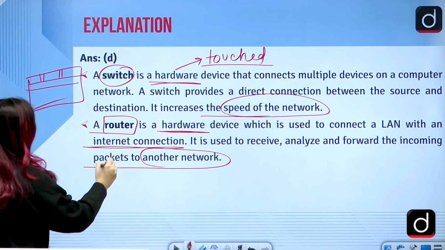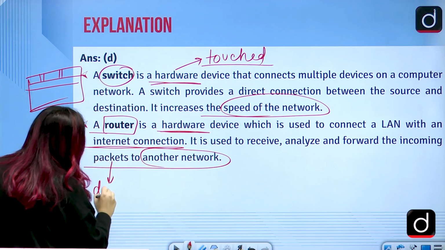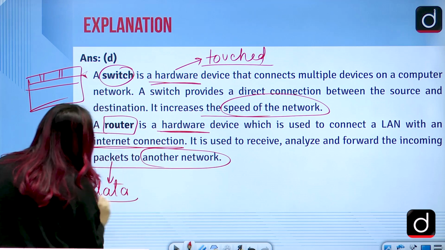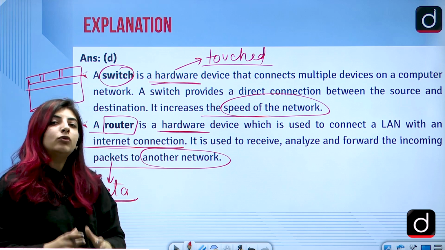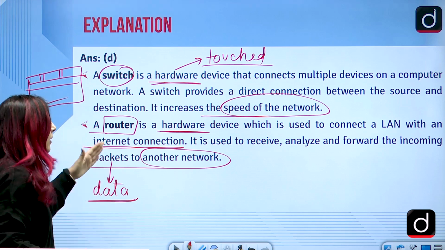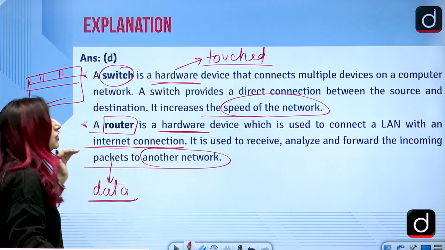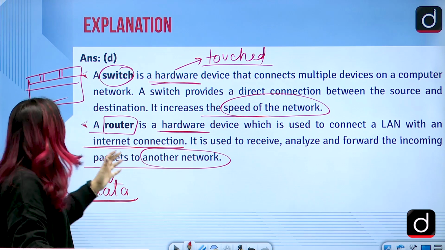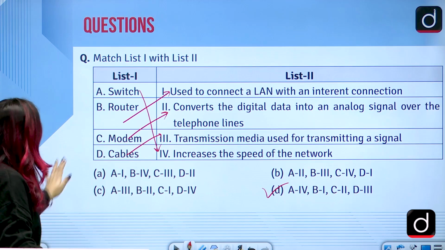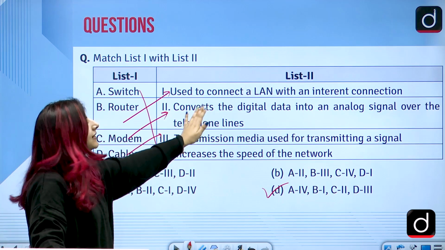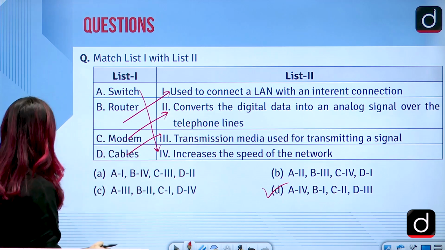Now, when we talk about packets, packets are something which is data. In computer terms, data divided into small bits and pieces is known as a packet, correct? So, the incoming packets which come using the router and the internet connection are transferred to another network. So, the router is used to connect a LAN with an internet connection.